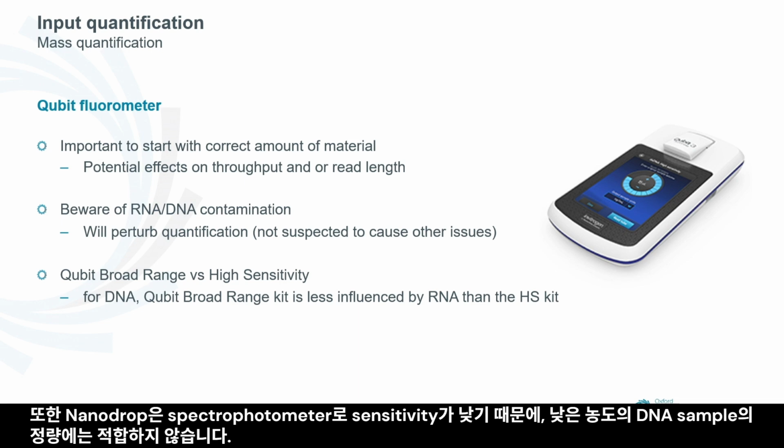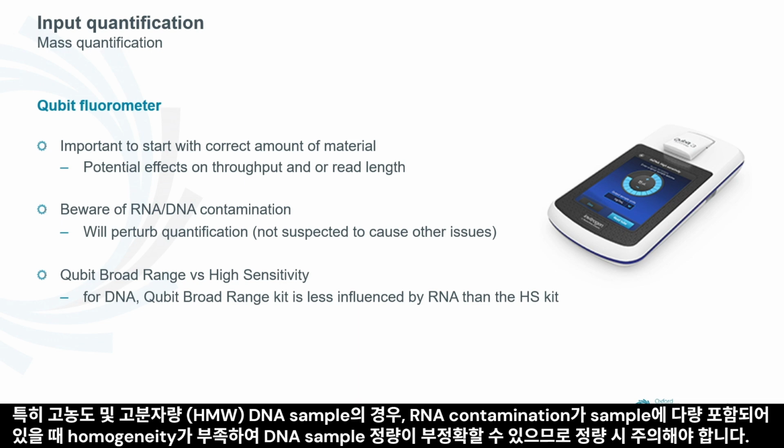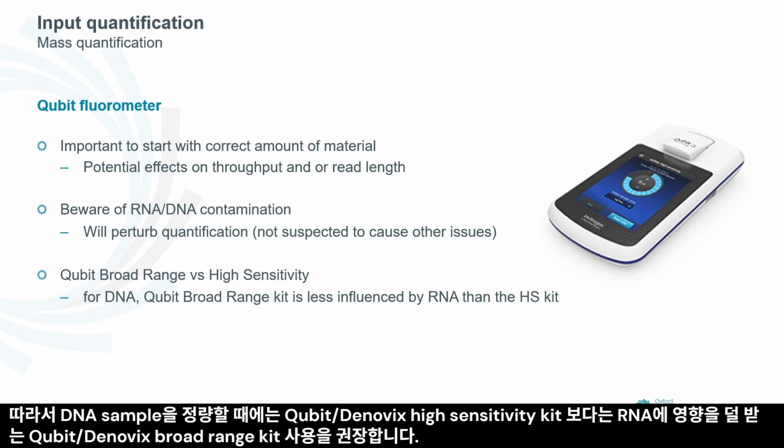You need to take special care if you have high concentration, high molecular weight DNA preparations, particularly those with heavy RNA contamination, as these can lack homogeneity, which can result in their inaccurate quantification. For DNA quantification, we recommend using the Qubit Broad Range Kit, as it is less influenced by RNA in comparison to the high sensitivity kit.